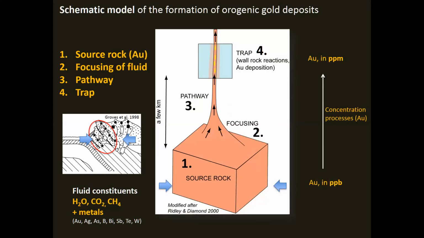But we're in the subduction zone environment, and this fluid that is generated here, mainly through the breakdown of chlorite, will constitute water, carbon dioxide, methane, and a range of different metals, of which gold will be the important one here. So we will start with a source rock which has gold in the lower ppb values, and we will finish off at an ore concentration in the ppm range. So we need concentration processes, geological processes that concentrate gold in this fluid.